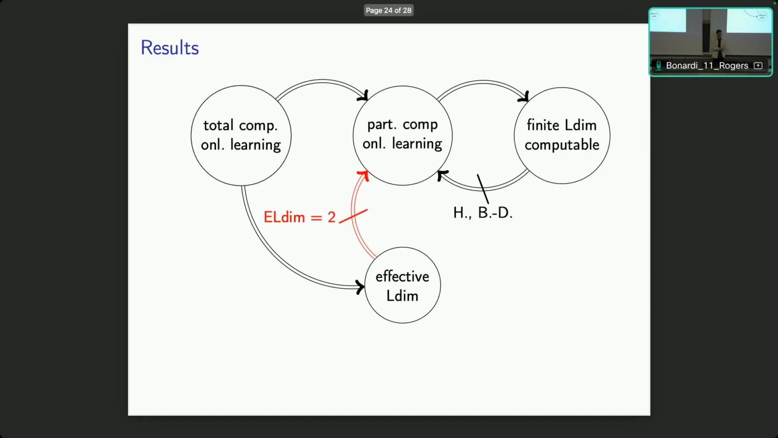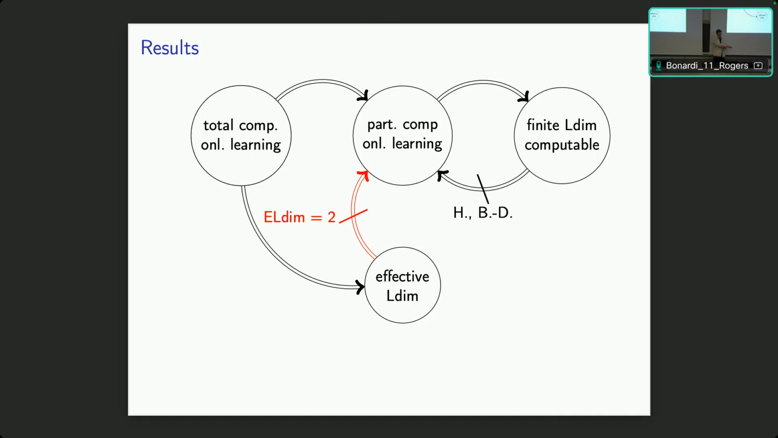Now it turns out that finite effective Littlestone dimension doesn't imply total computable online learning. In fact, it doesn't even imply this weaker partial computable online learning. And they're able to find a counterexample, even for the case in which effective Littlestone dimension is 2. So even effective Littlestone dimension is not exactly the right dimension for us to understand computable online learning. And it's interesting that we can find a counterexample of such small effective Littlestone dimension. Rough idea: diagonalize against all possible computable learners.